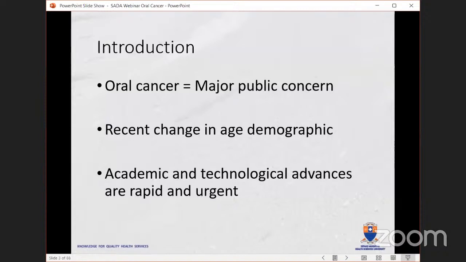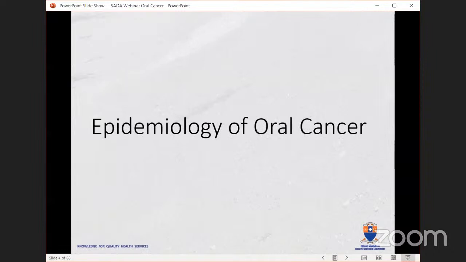Now, recent decades have seen tremendous advances in the understanding of the etiology, the biology, and molecular basis of oral cancer, as well as important clinical advances when we look at screening and diagnosis and management of this disease. So let's start by looking at the epidemiology of oral cancer.